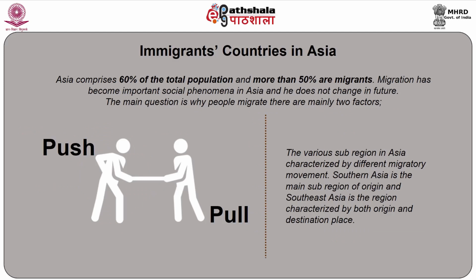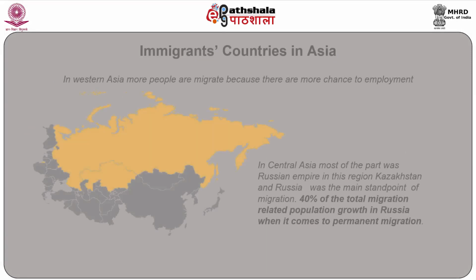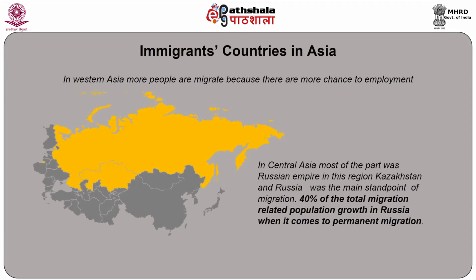The main question is why people migrate. There are mainly two factors. One is the push factors, the second is the pull factors. The various sub-regions in Asia are characterized by different migratory movement. Southern Asia is the main sub-region of origin and Southeast Asia is characterized by both origin and destination. In Western Asia, more people migrate because there are more chances to have employment in construction, industry work, labor, painting, agriculture, etc.